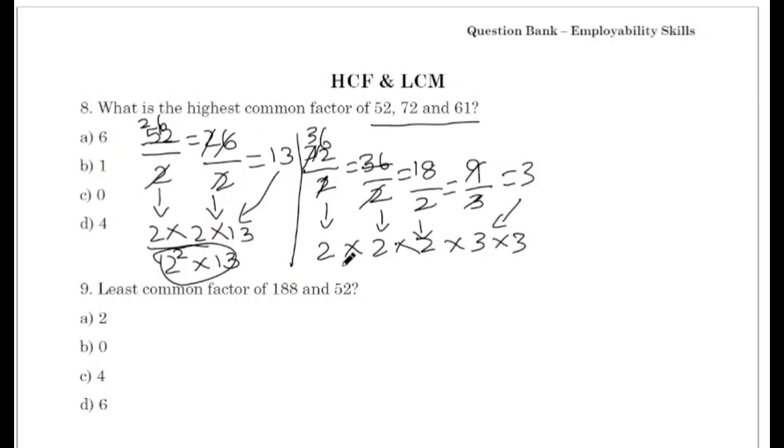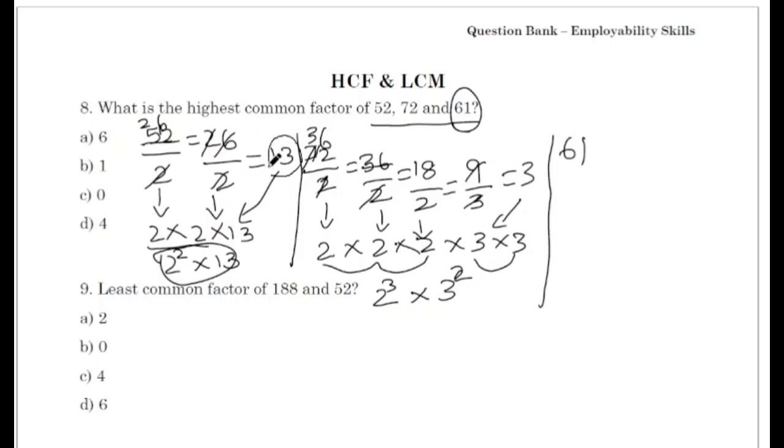So here it is. Write down 2 as a factor, and 3 is also there. How many 2's? 1, 2, 3. 2 to the power of 3. How many 3's? 1, 2. So 3 to the power of 2. And come to 61. 61 itself is a prime number. So stop. You're supposed to stop when a prime number appears, like 3 or 61.